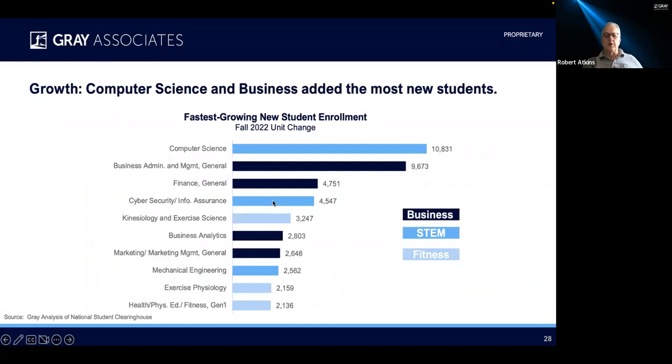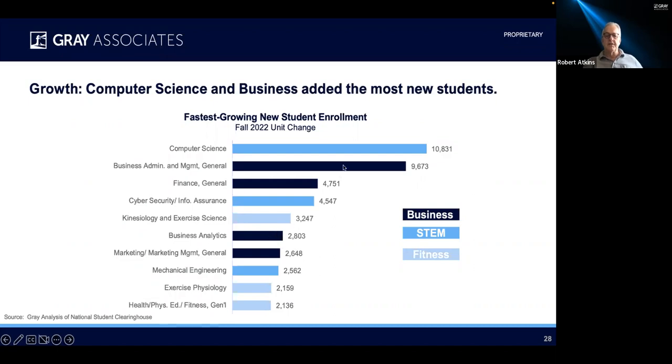Cybersecurity used to be a small program growing very fast. Now it's a big program growing very fast. And you can see the 4,500 puts it in the top 4 in terms of new enrollment in fall 2022. Business is number 2. It's always been number 1, but now it's outstripped by computer science. Finance, number 3. Kinesiology is very large. Business analytics.